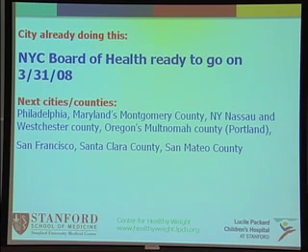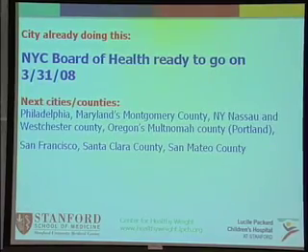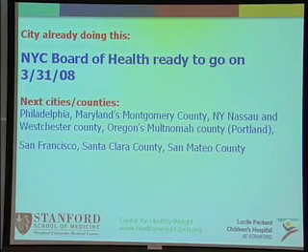Cities that are already doing this: New York City Board of Health is ready to begin. They had arguments, they sued and went to court and everything, and now it's clear and ready to run on March 31st of this year. Next cities and counties that are considering it are Philadelphia, Maryland's Montgomery County, New York, Nassau, and Westchester County, so New York is very progressive. Oregon's Multnomah County, which includes Portland, San Francisco City and County, Santa Clara County, and San Mateo County.